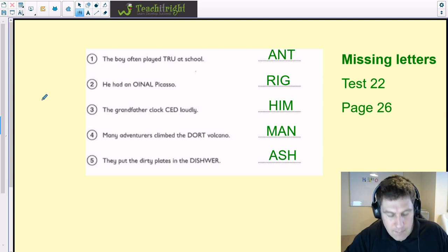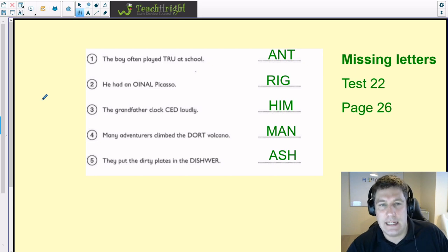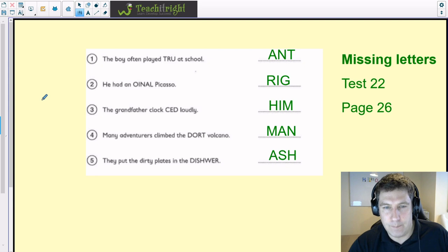So with this test, these missing letters, and you may remember doing them in your lesson this week, the way that we need to work them out is we read the sentence and then we have to work out, we've got some letters in capitals, what word that is and what it should spell, and then once we know the word, we're going to cross out the letters that we were given to leave us with a 3-letter word.